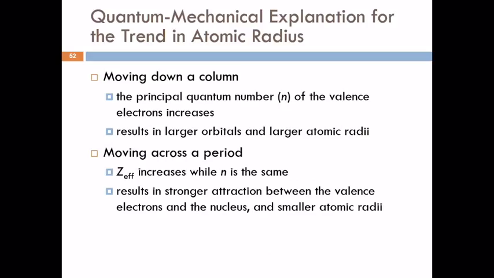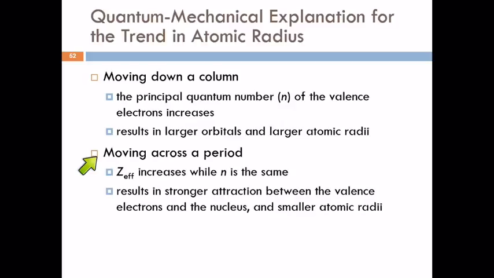So as we go down a column, we are adding electrons in a higher principal quantum number, right? So the valence electrons for sodium are in n equals 3. And for potassium, they're in n equals 4. As n, that principal quantum number, increases, the size of the orbitals gets larger. And so the atoms are getting larger.